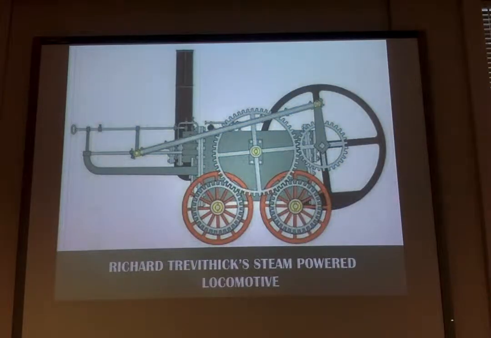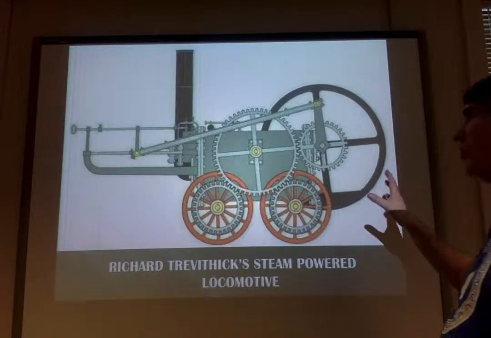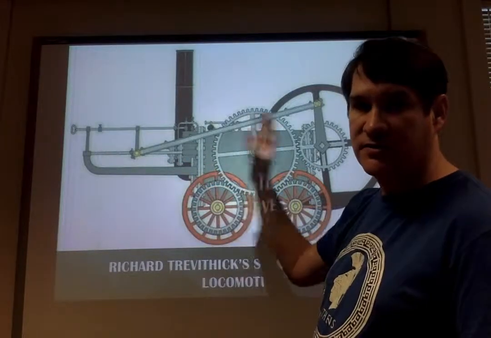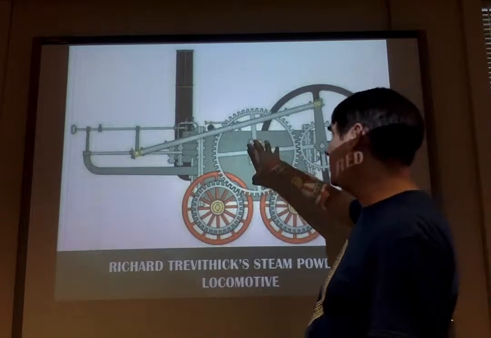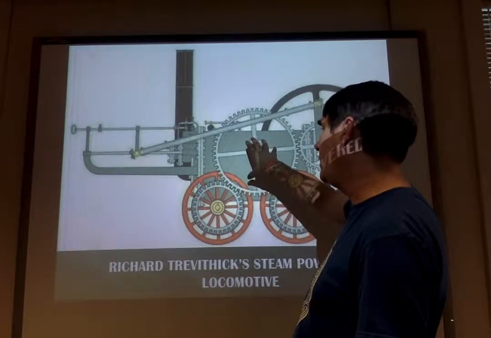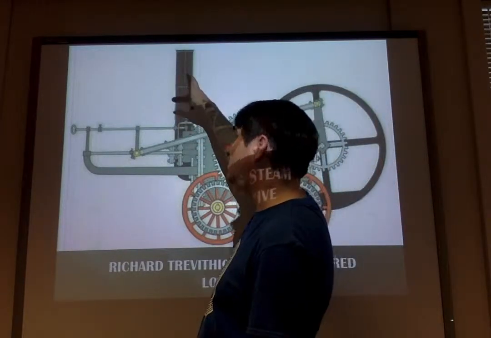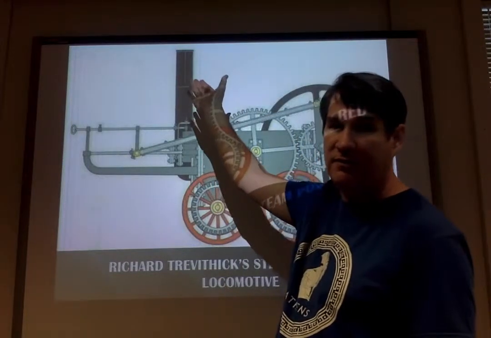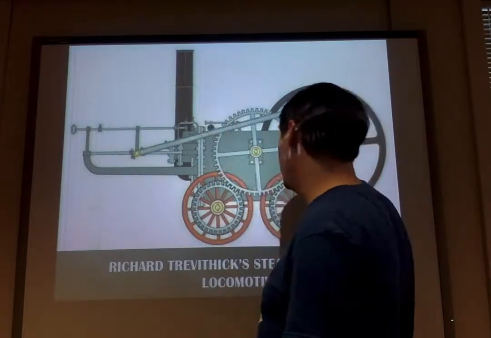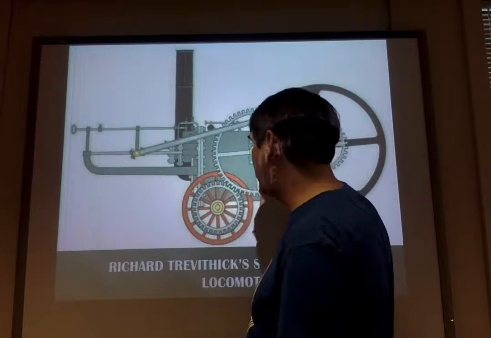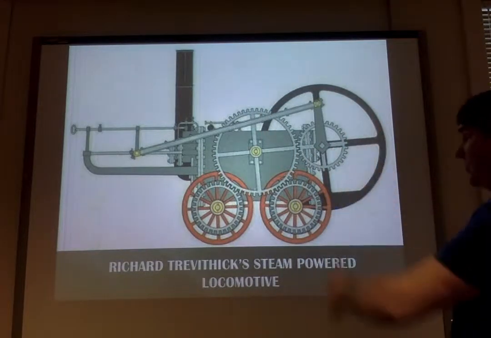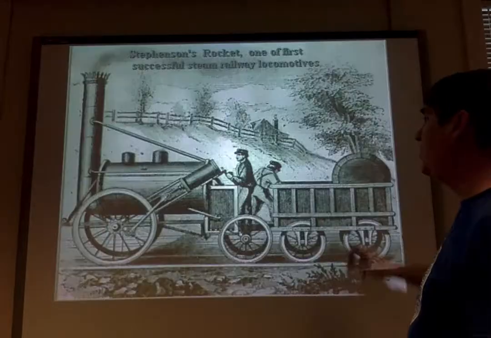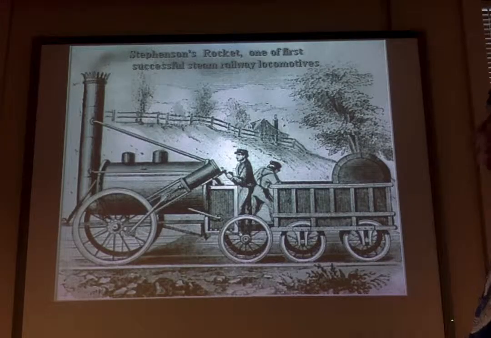So here we have the original. This is Richard Trevithick's steam-powered locomotive. This was mostly used to carry coal from the mines to the loading docks. You can see the wheels turn, and the engine would be kept in this area right here, and of course the steam would escape through this smokestack, which we're very familiar with on those old coal train engines. It would be pushed along with these gears, pulling carts of coal back here, right?